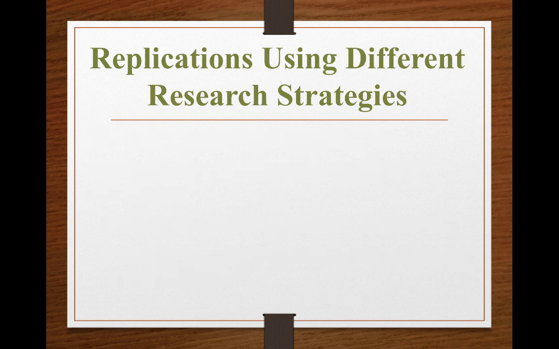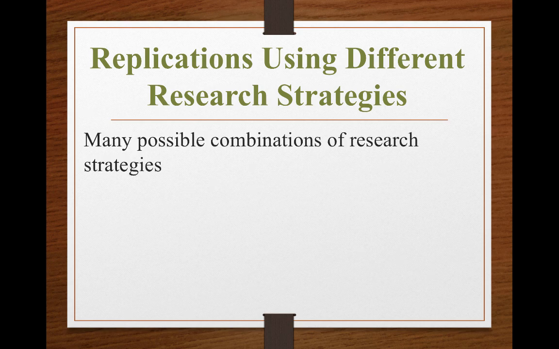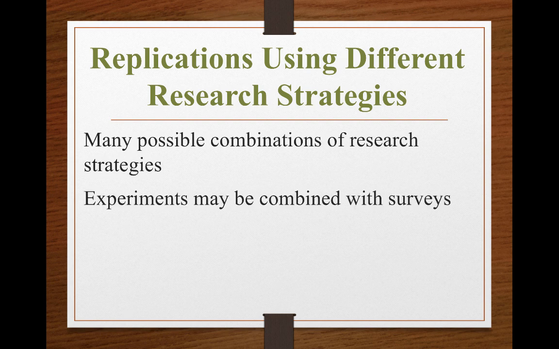When it comes to replications using different research strategies, there are so many possible combinations. Each method we've talked about throughout the class has advantages and disadvantages. So if you want to know what people's opinions or feelings are, then surveys are good, but surveys aren't good at measuring what people actually do, right? Just what they say. But if you combine experiments with surveys, then you can compare what people say with what people actually do, which is going to make your results much more valid, right?